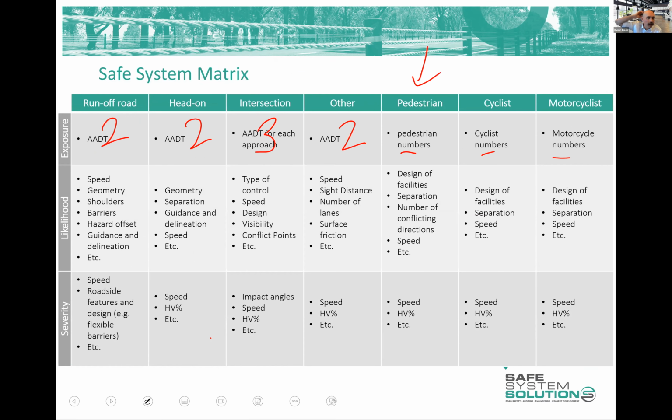So, you know, maybe this is a very rural road environment. It's got an intersection there. And I'm going to say, well, there's a few people that maybe walk their dog through the area.